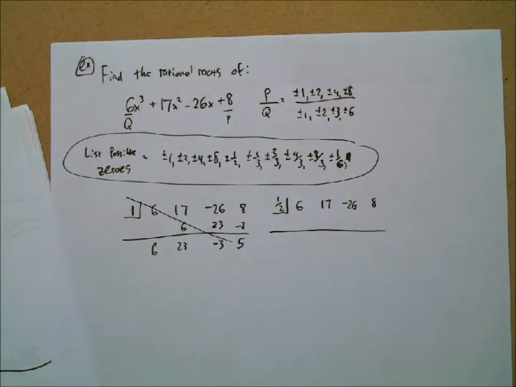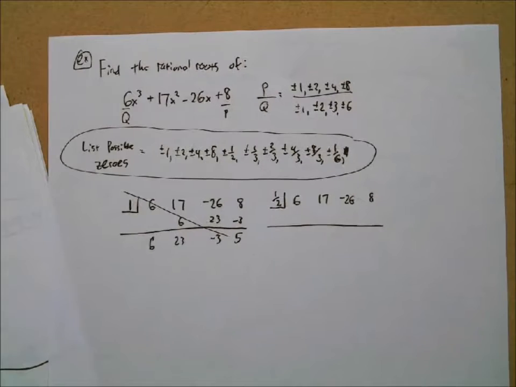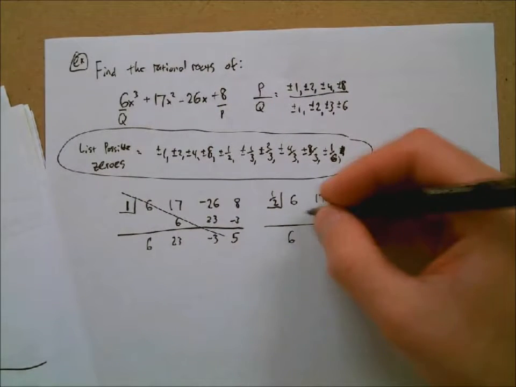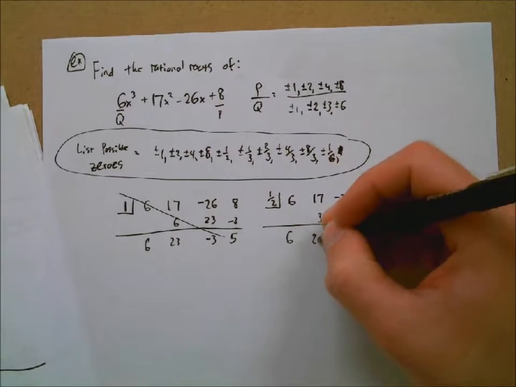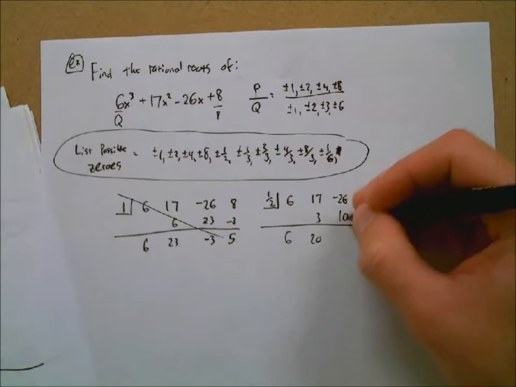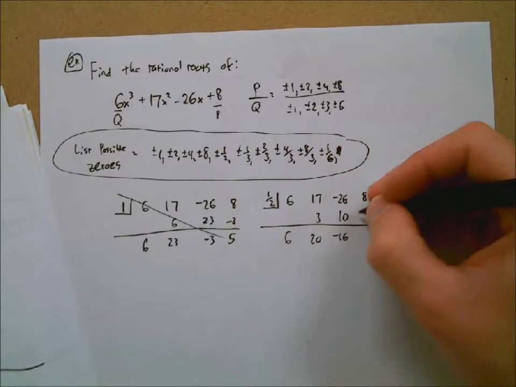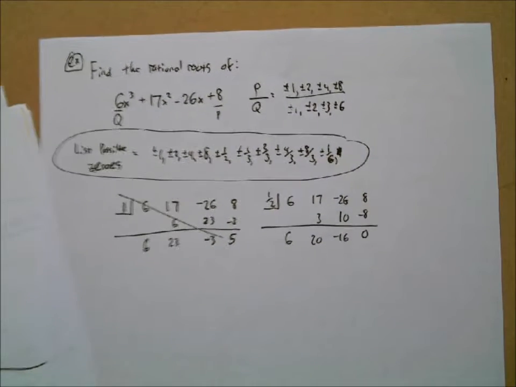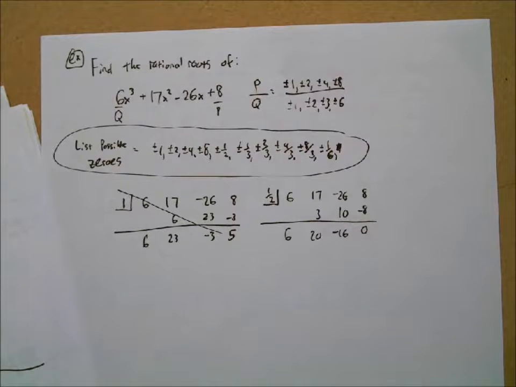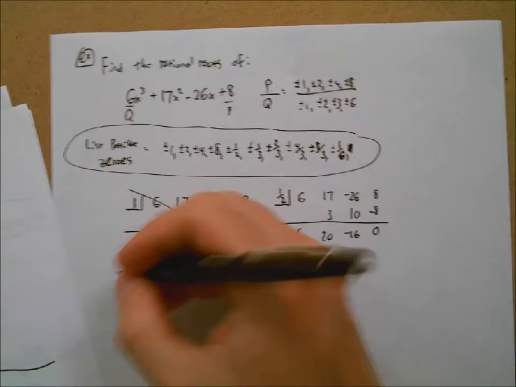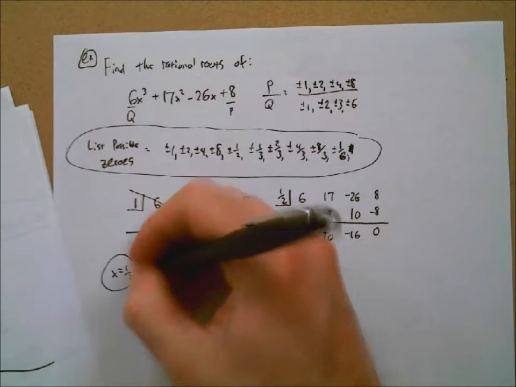Okay. Try 1/2. Let's see here. Drop down that 6. 6 times 1/2 is 3. 17 and 3 is 20. Times 1/2 is 10. Negative 16. Negative 16 times 1/2 is negative 8. Oh, phew. Not bad. Okay, so we found a 0. X equals 1/2 is a 0. That's one of our zeros.